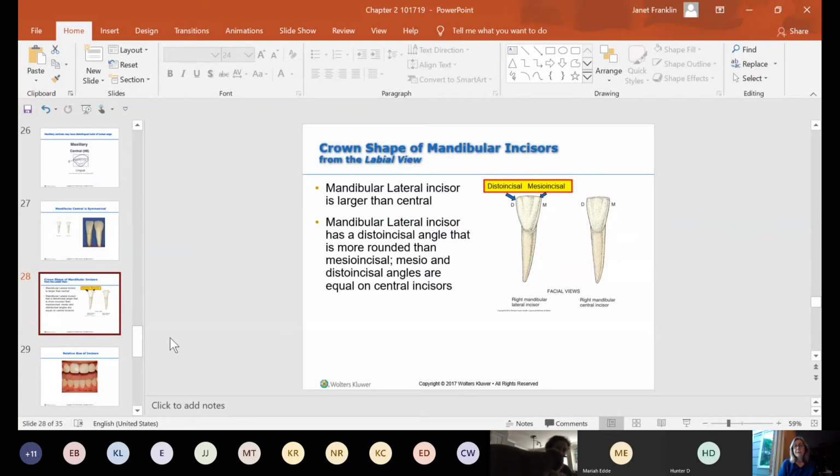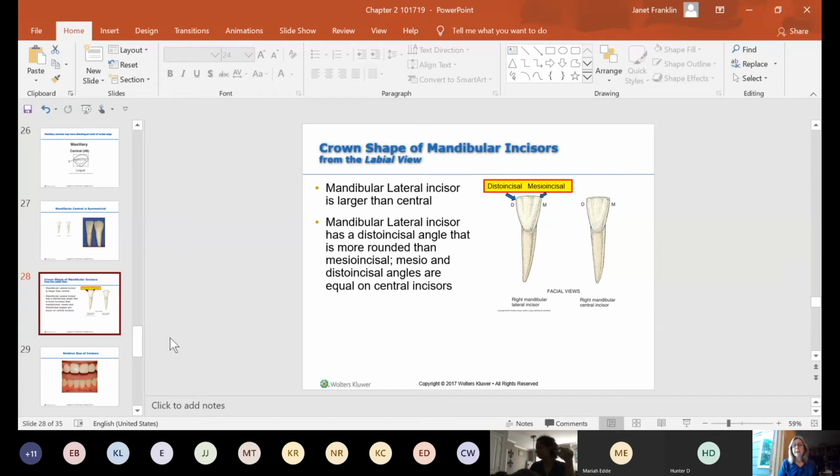And the mandibular lateral incisor has a disto-incisal angle that is more rounded than the mesio-incisal angle. The mesio and distal incisal angles are equal on central incisors. So in that slide, I marked the disto-incisal angle and the mesio-incisal angle. So these are where we talked just the other day in lab about how your angles meet, or how you meet in a corner of a room. So your disto-incisal is where your distal surface and your incisal edge meet. Your mesio-incisal is where your mesial surface and your incisal edge meet.